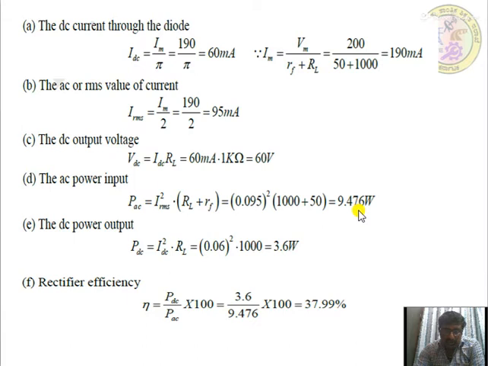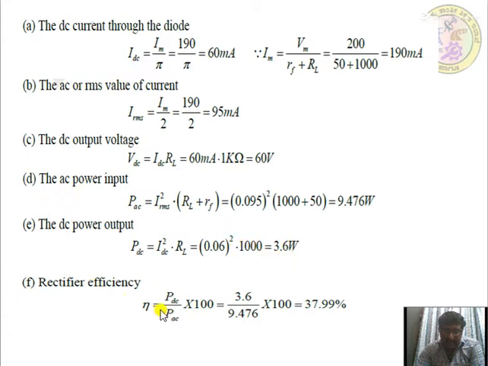The DC power output PDC is equal to I²DC into RL. The IDC value has already been calculated, so it is 0.06 squared into 1000, which is equal to 3.6 watts. Since it is power, the unit is represented by watts.